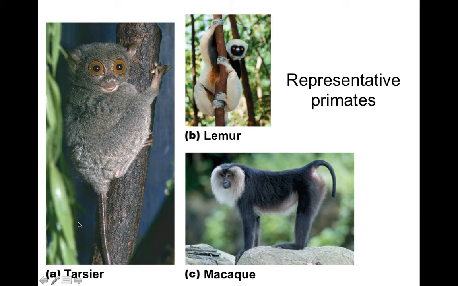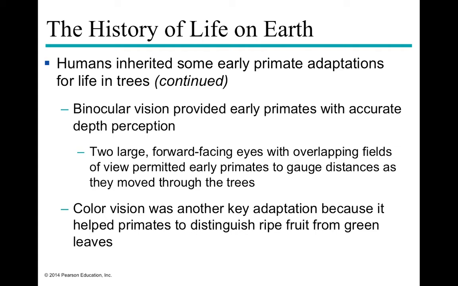Here's a lot of different types of representative primates. Here's a tarsier, a lemur, and a macaque. And as a whole, we sure are a really adorable subset of organisms, right? And the interesting thing about primates is that they developed binocular vision. And binocular vision allows depth perception, which is a huge advantage in evolutionary time frame. So you'd have two eyes that face forward, with overlapping fields of view, and that allows them to be able to gauge distances when moving through the trees.